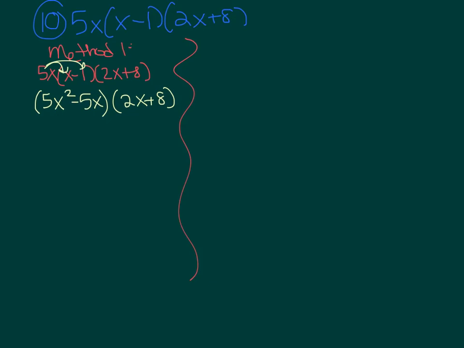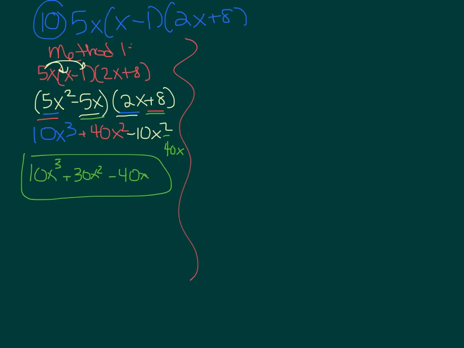Now the next step you might recognize is the FOIL method. So we're going to do our first, 5x to the second times 2x, which gives us 10x to the third. Then we have 5x to the second times 8, which gives us 40x to the second. Next we have negative 5x times 2x, that gives me minus 10x to the second. And last of all, I have minus 5x times 8, which gives me minus 40x. From there, I have to put together my like terms. I get 10x to the third plus 30x squared minus 40x, and that is my answer.